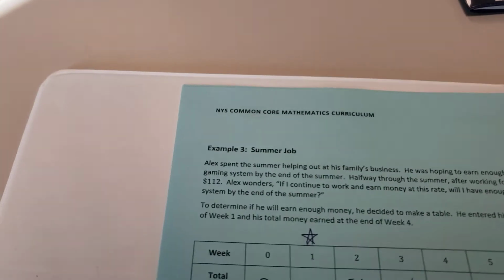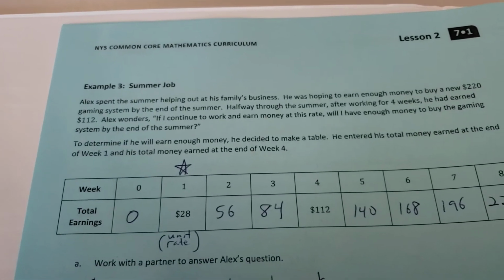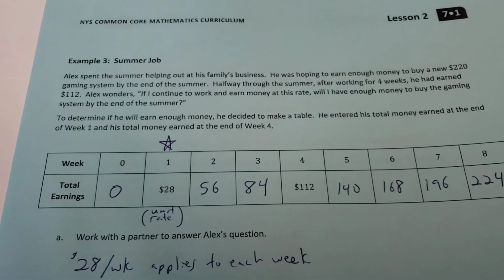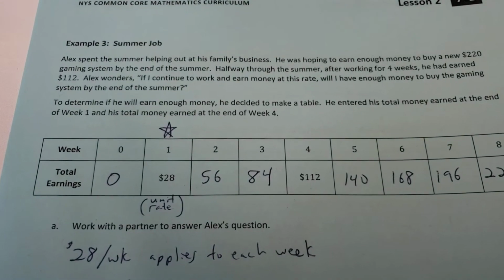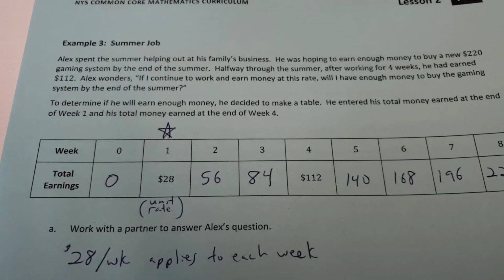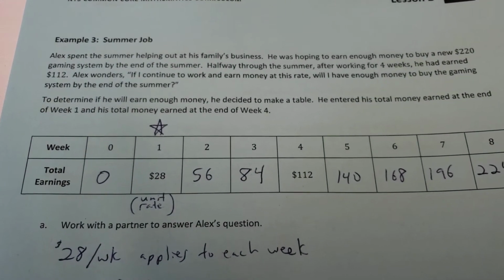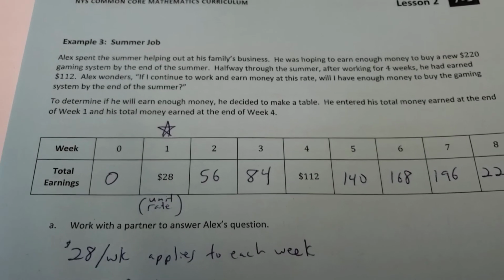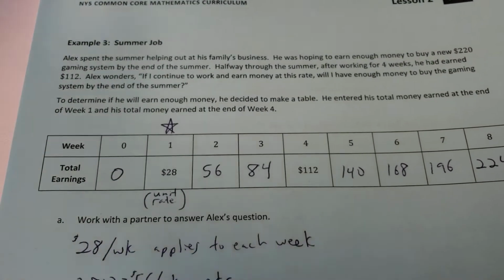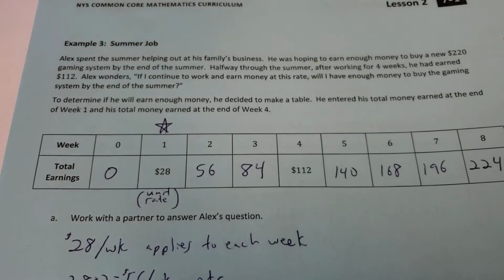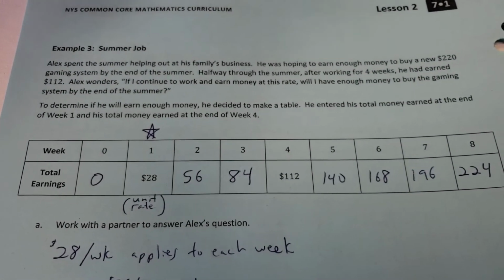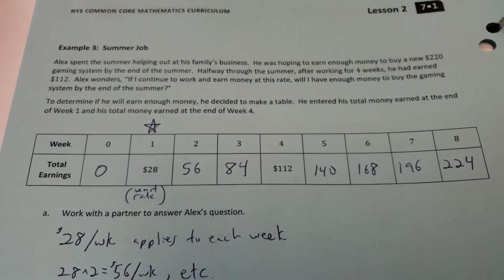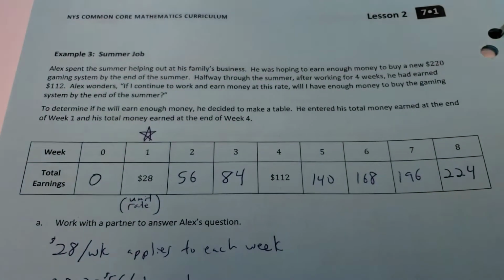All right, this time, Alex spent the summer helping out his family's business. He was hoping to earn enough money to buy the new $220 gaming system by the end of the summer. Halfway through the summer, after working for 4 weeks, he had earned $112. Alex wonders, if I continue to work and earn money at this rate, will I have enough money to buy the gaming system by the end of the summer?